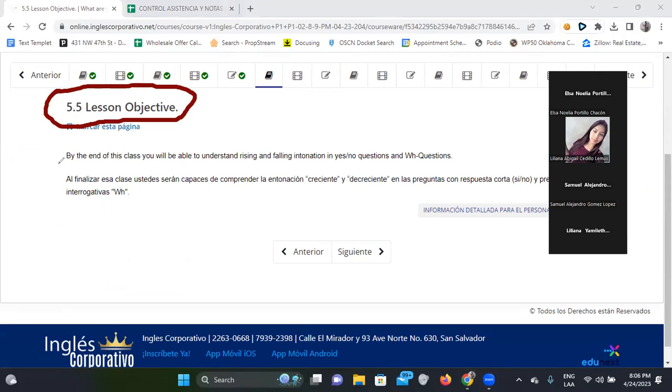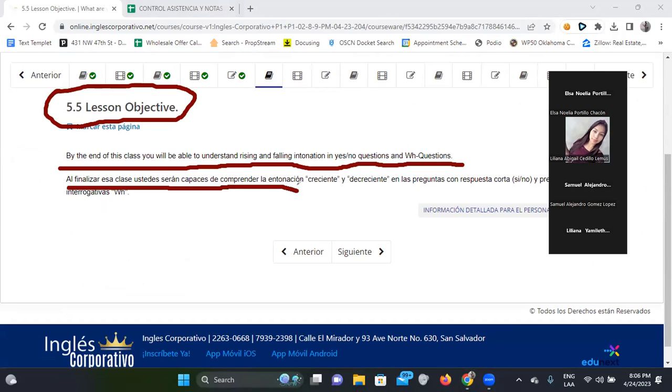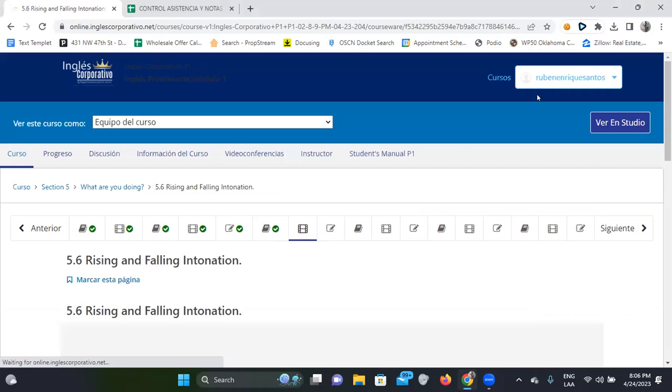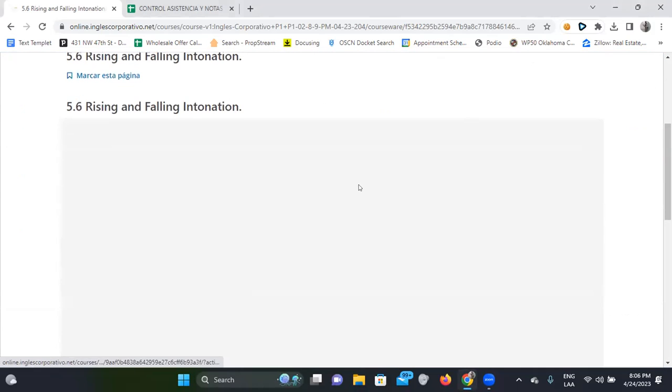Let's go ahead and take a look at section number 5.5, lesson objective. By the end of this class, you will be able to understand rising and falling intonation in yes, no questions and WH questions. Al finalizar esta clase, ustedes serán capaces de comprender la entonación creciente y decreciente en las preguntas con respuestas cortas sí y no y preguntas interrogativas WH. Let's listen to the video and then we are going to practice together.